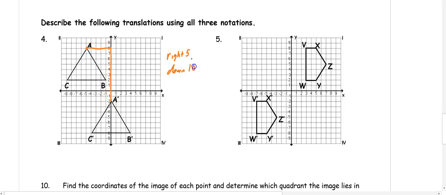So now I can write my 3 notations. In coordinate notation, this would be x, y to x plus 5 because we moved right, and y minus 10 to go down. In vector notation, we would have 5, negative 10. And in subscript notation, we would have T 5, negative 10.